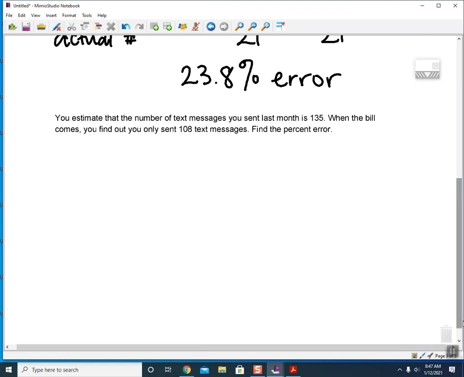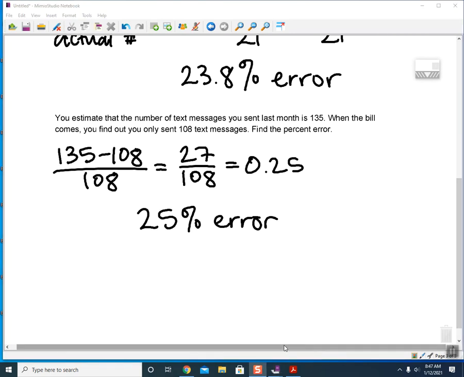So go ahead and try this last one then on your own, and then come back and check your answer with me. Okay, so what you should have done is taken the 135 that you estimated minus 108, which was your actual text messages, divided by 108 should have given you a 25% error.